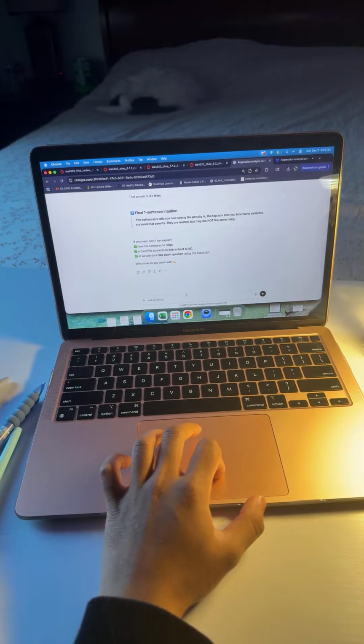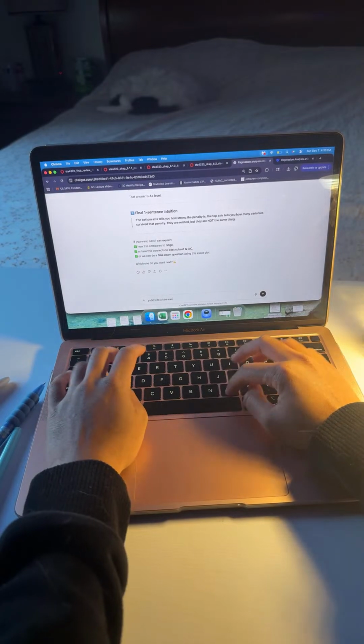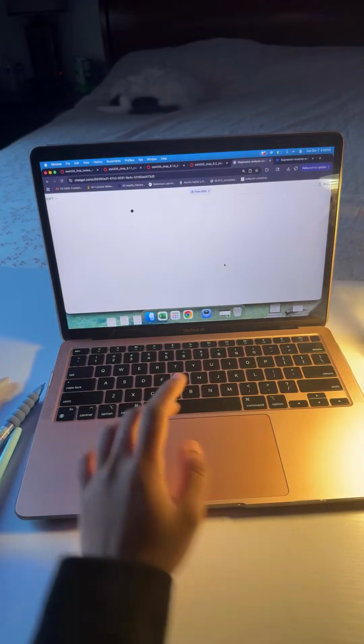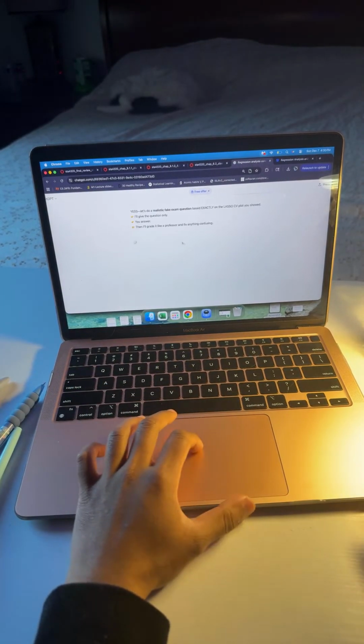Fake exam question. Yeah, let's do a fake exam question. If he throws in something random like penalty in there, I'm gonna crash out again.